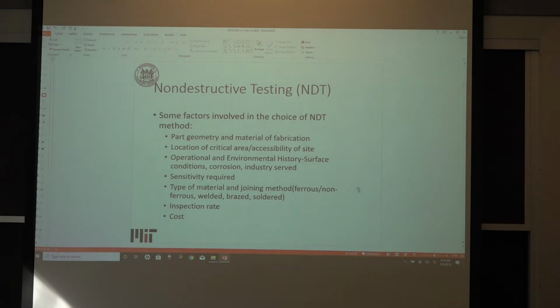The inspection rate, how quickly you need to get your data, versus the cost. You can do many techniques, but ultimately if they can do one cheaper than the other, the cost is normally the driving factor for what ends up getting done in the industry.